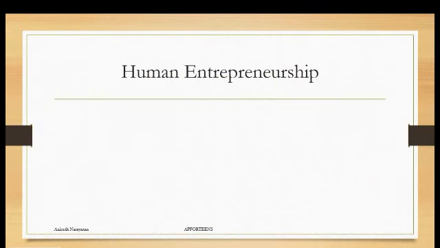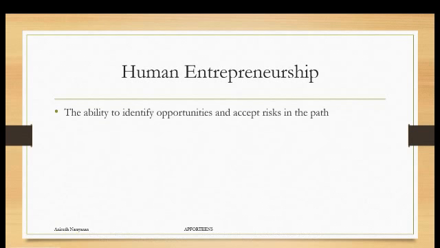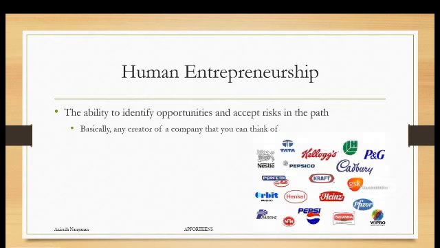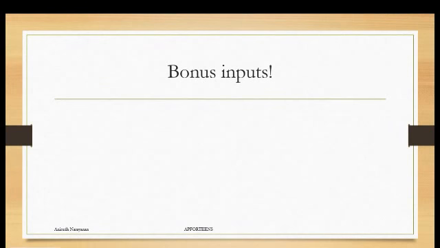Finally, human entrepreneurship, where we gloat about the fact that we do all the things right. The ability to identify opportunities and accept risks in the path is human entrepreneurship. This shows that we take that risk. We go out there and put ourselves on the line to make this business worthwhile. Basically, any creator of a company that you can think of, such as any of these, is an entrepreneur and thus used one of the 4 inputs in economics.